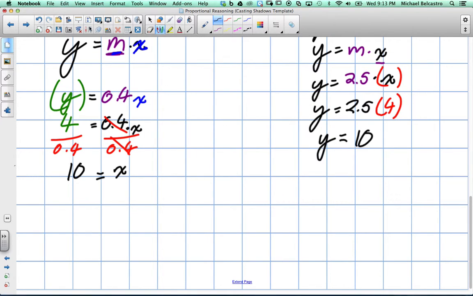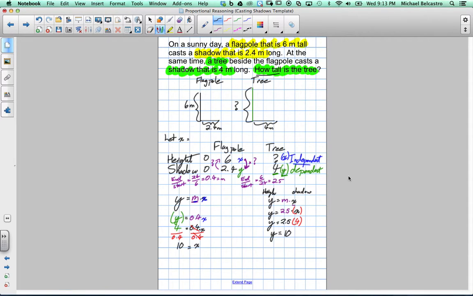So no matter what you called your height or your shadow, your x and your y, as long as you set up the same rate here with your algebraic reasoning, you'll end up at the same answer.